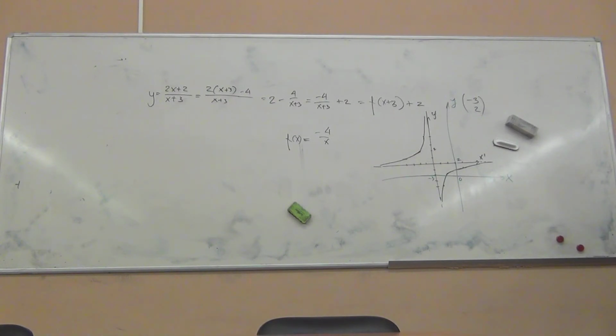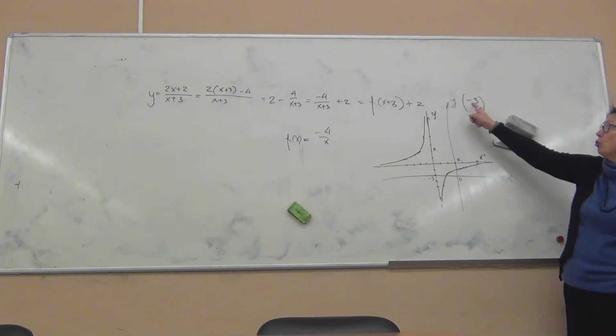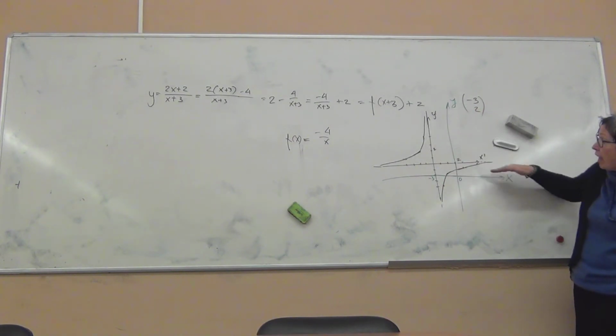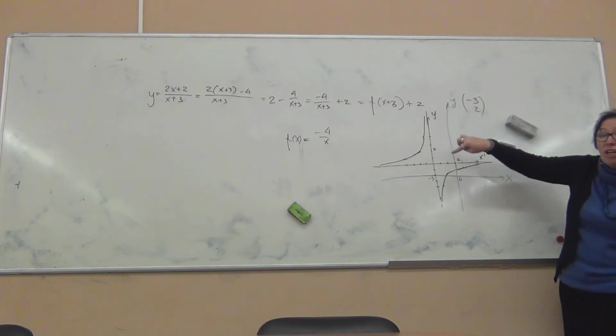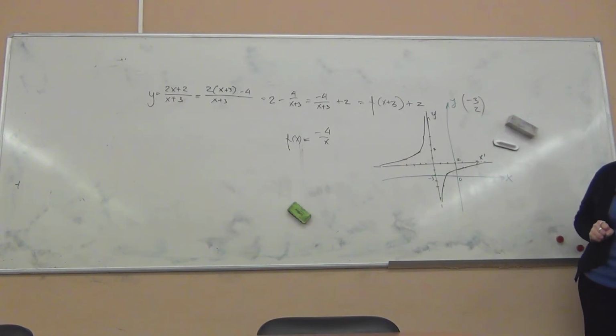So of course, you may graph the function -4 over x, and then think, okay, I have to move it like this. You should sketch the asymptotes through this point, and then move the graph point by point. Re-sketch the graph after the shift, after the translation, which is of course quite messy.